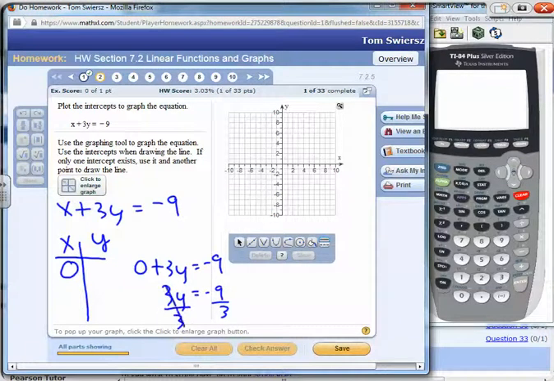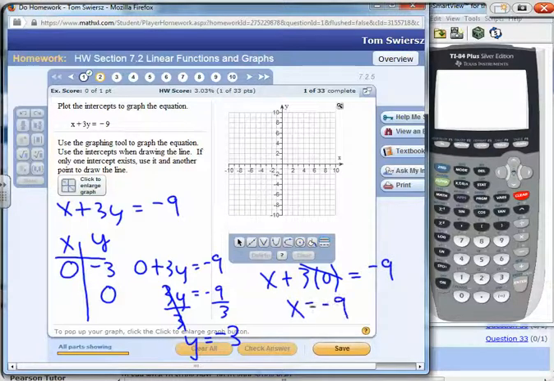Divide both sides by 3 to get 1y, or y equals negative 9 divided by 3. A negative divided by a positive is a negative 3. So the y-intercept, or the 1 point, is 0, negative 3. A second point, or the x-intercept, put in 0 for y. x plus, substitute 0 for y. 3 times 0 equals negative 9. 3 times 0 is 0, so x equals negative 9, so it's already solved for x. So when y is 0, x is negative 9, so our 2 points are 0, negative 3, and negative 9, 0.